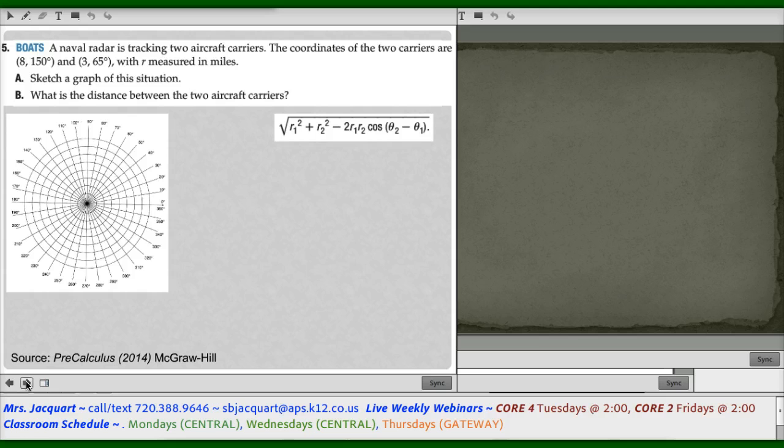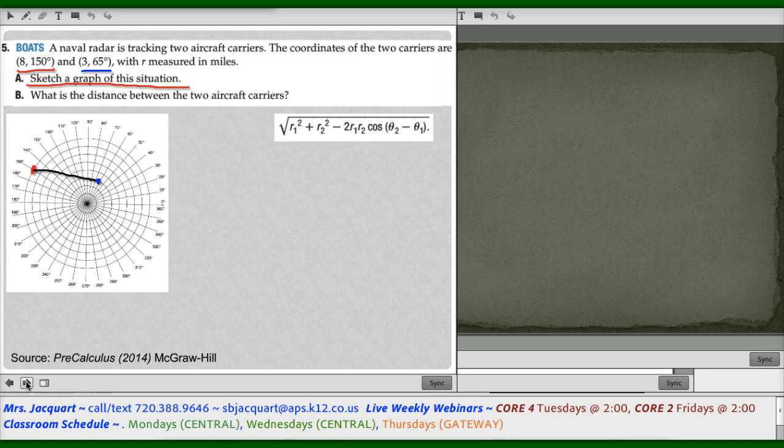Okay, so I'm given 2 points, and you can push pause and read it. Let's sketch the graph of the situation. I'm going to go to 150 degrees, which is over here, and out 8. So 1, 2, 3, 4, 5, 6, 7, 8. So that was my red one. Let's do a blue one. Let's go to 65 degrees and only 3 out. 1, 2, 3. So then what we want to know is what is that distance.